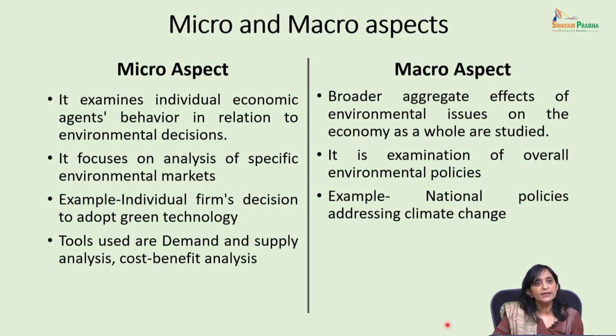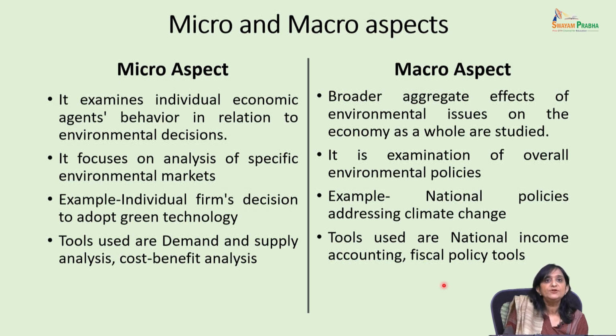In the micro aspects, various tools are used. For example, demand and supply analysis and cost benefit analysis are all used in the micro aspect. Whereas, when we talk about macro aspects, we use national income accounting, green GDP as we call it, and fiscal policy tools, for example, charging a pollution tax, or giving a subsidy to someone who is using, let us say, solar rooftops. That's a fiscal policy tool. So that is the difference between micro and macro.